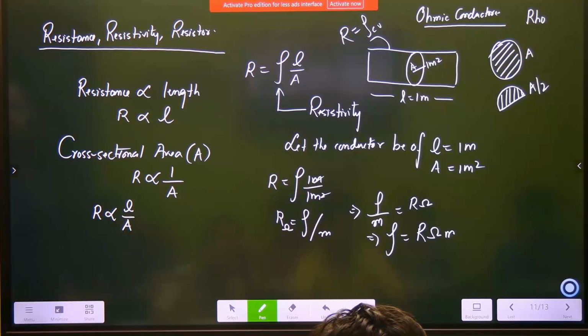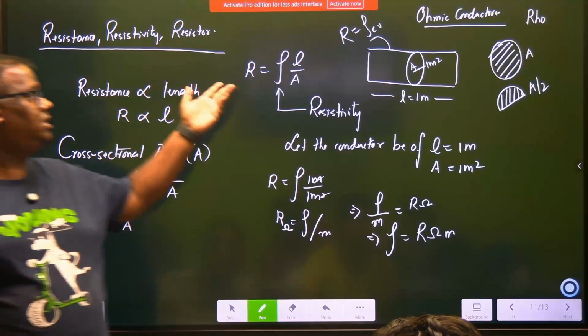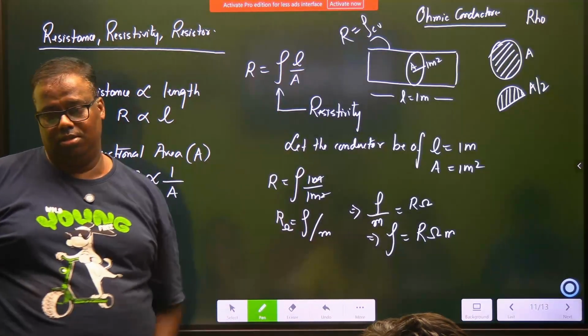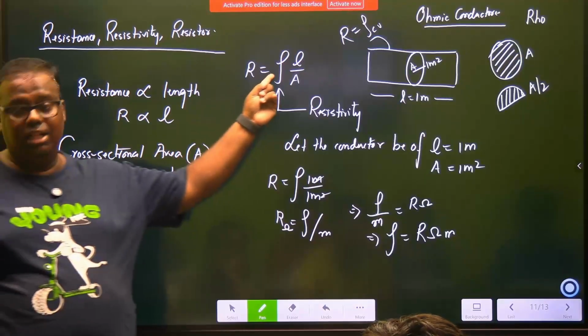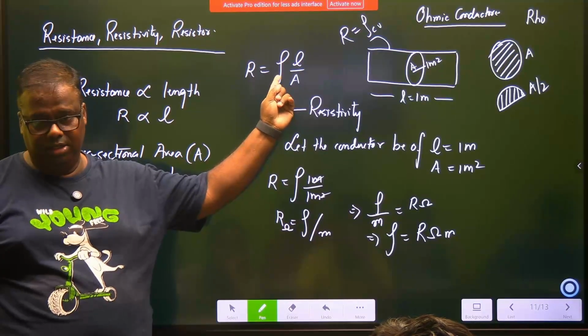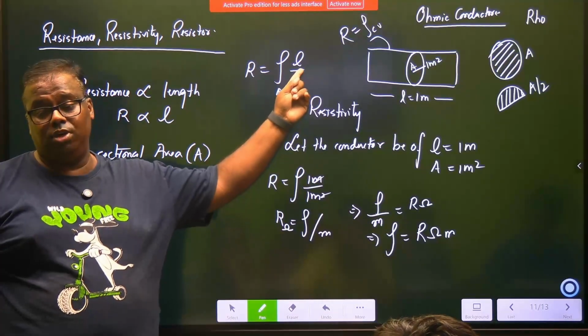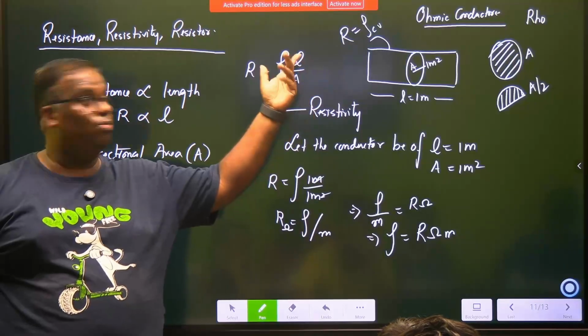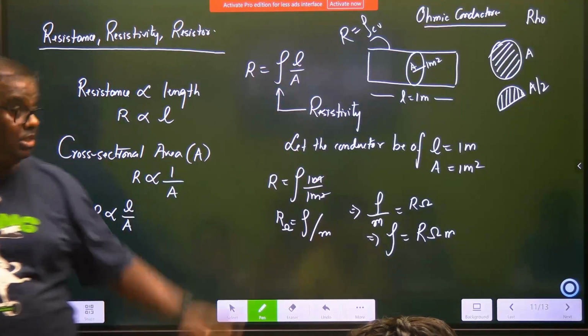Rho by L by A, the resistor itself. Which one? Any resistor is R equal to rho L upon A. Rho depends upon the material that you have chosen, full cream milk, and L and A are the shapes you are giving to those rasmalai balls or whatever you are making. This is resistance.